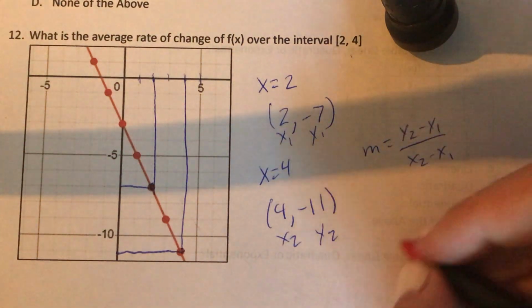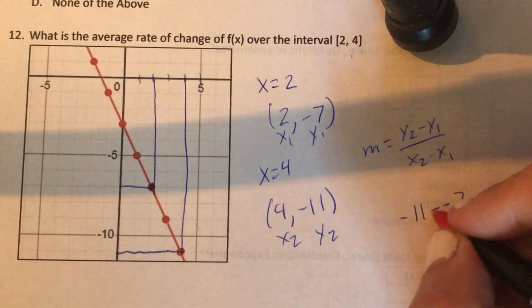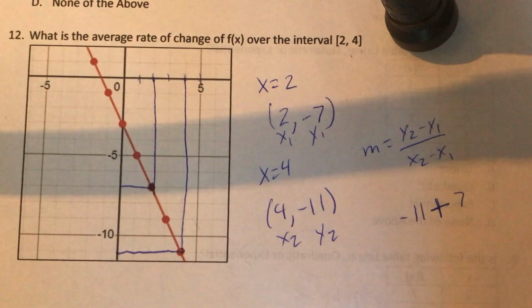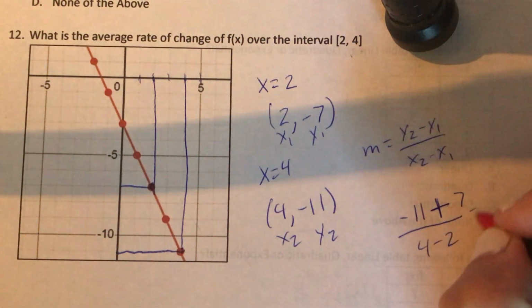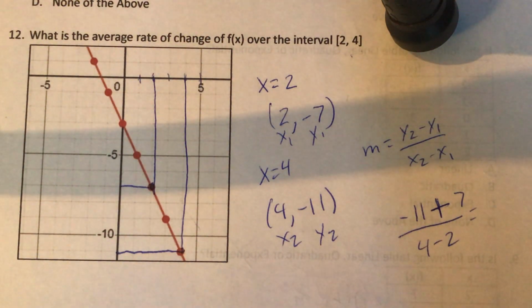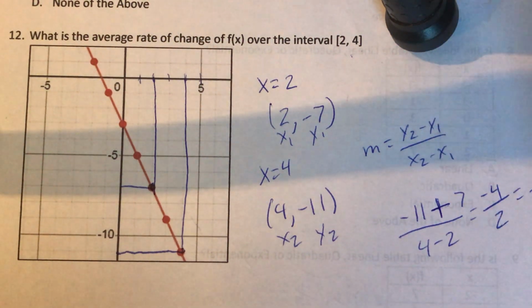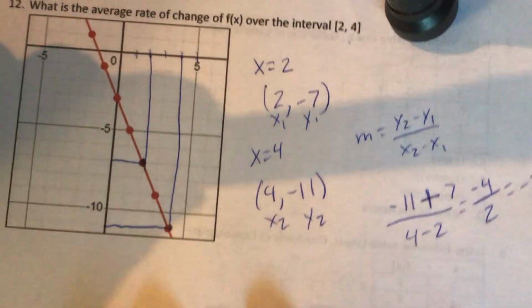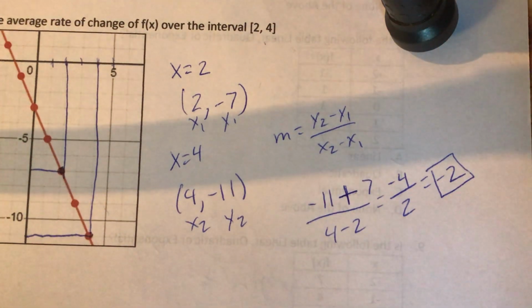I can label these if you want to. I'm going to subtract my y values, so -11 minus a -7. Make sure you're still including the negative and changing that to a positive as soon as you can so you won't mess that up. And then we'll do 4 minus 2. So -11 plus 7 is -4, all over 2, so this is -2. My average rate of change for this graph from 2 to 4 is -2.